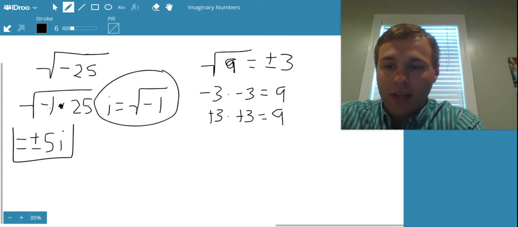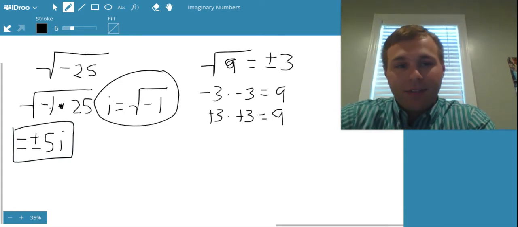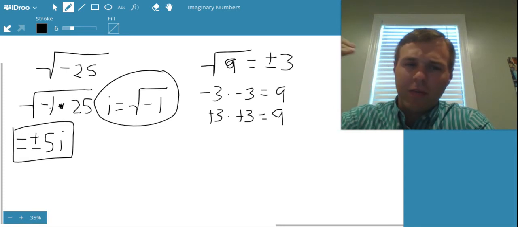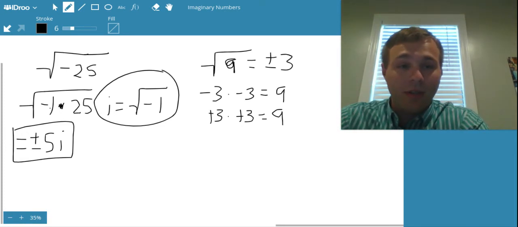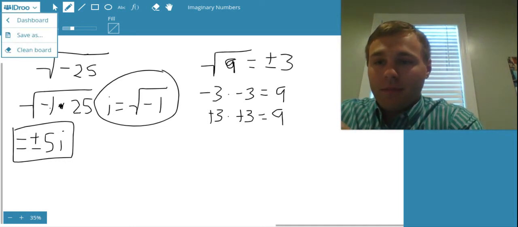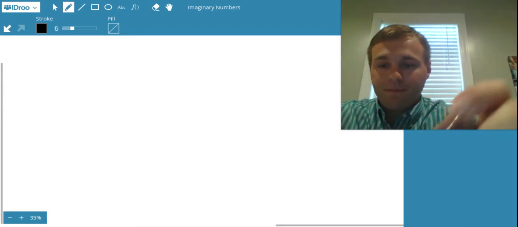So if you're ever on a test or a quiz and they're asking you to solve this, and you're trying to get the square root of a negative number and you're confused, you're going to be using imaginary numbers. Okay, let's solve one more.